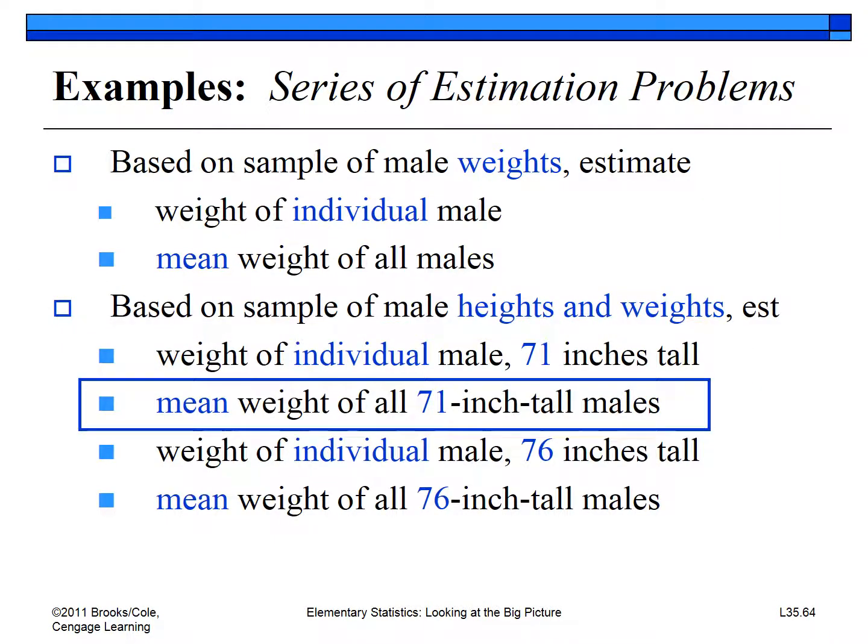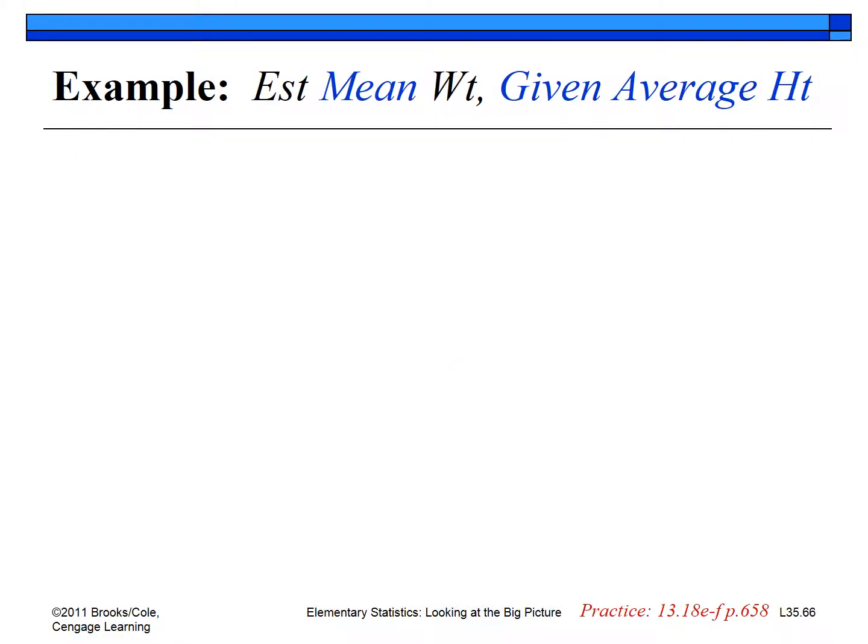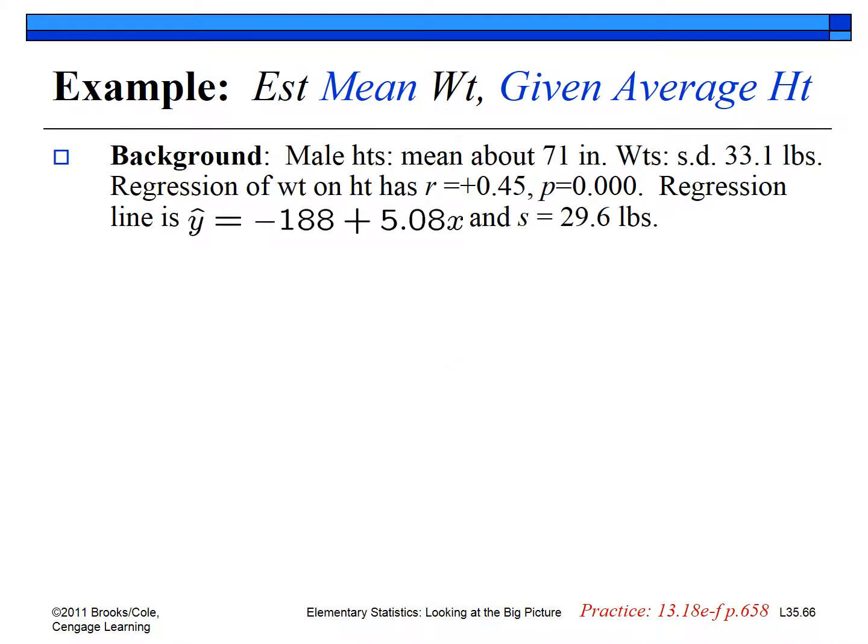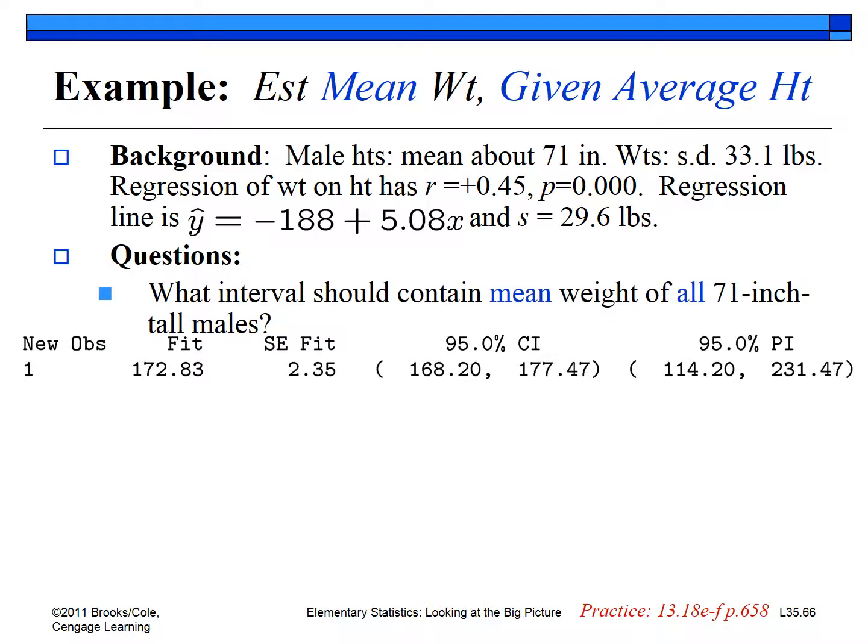Now let's move on to estimating the mean weight of all 71-inch tall males. Notice the difference between this example and the previous example. In the previous example, we were looking at individuals, and in this example, we're switching over to means. So if I look at all of the 71-inch tall males in the population, and I took their average, what would we predict would be the weight? So we're looking at the same situation. Now, what interval would contain that mean weight?